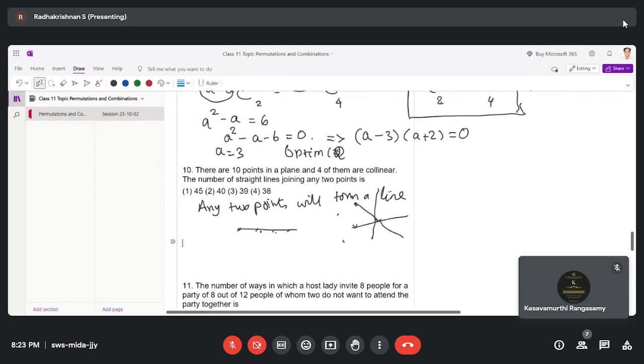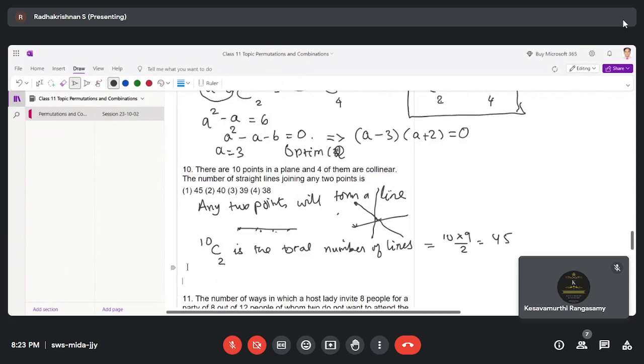So totally, how many lines can be formed from 10 points? We have to pick 2 points to form a line. In how many ways can any 2 points be picked? What is 10C2? 45. So there are 45 total lines that can be formed.